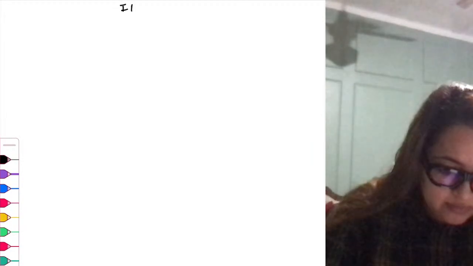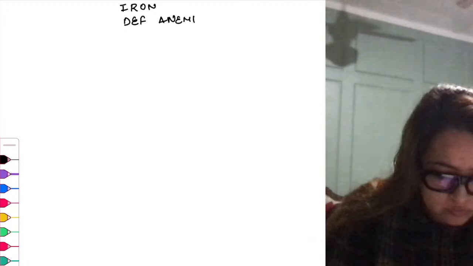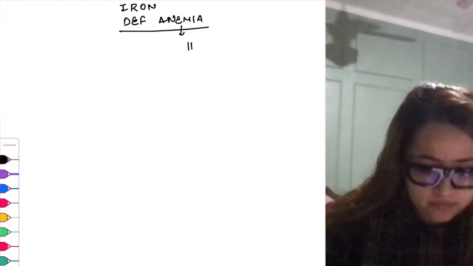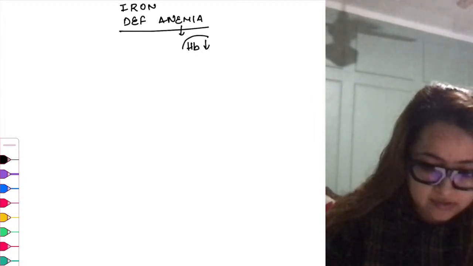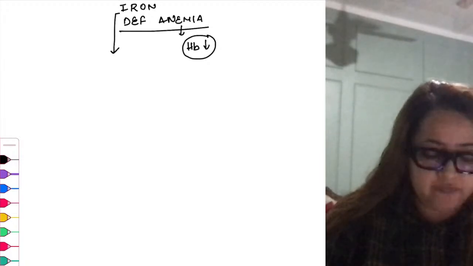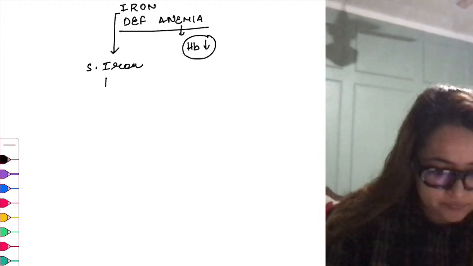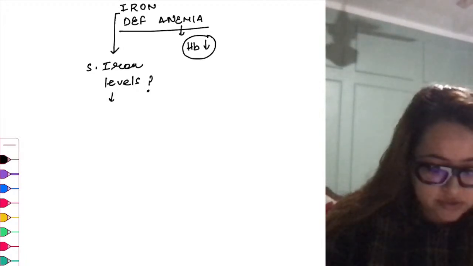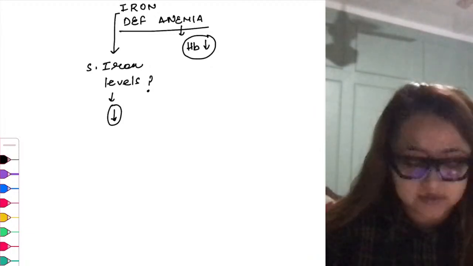In case of iron deficiency anemia, what did I teach you? First of all, guys, there is anemia, so hemoglobin will be reduced. Supposing you are being asked this as a narrow question, hemoglobin levels are reduced. Second thing, this is iron deficiency anemia, so what will happen to the serum iron levels? The answer to this question is that serum iron levels are decreased, reduced here. That is why we are calling it iron deficiency anemia.